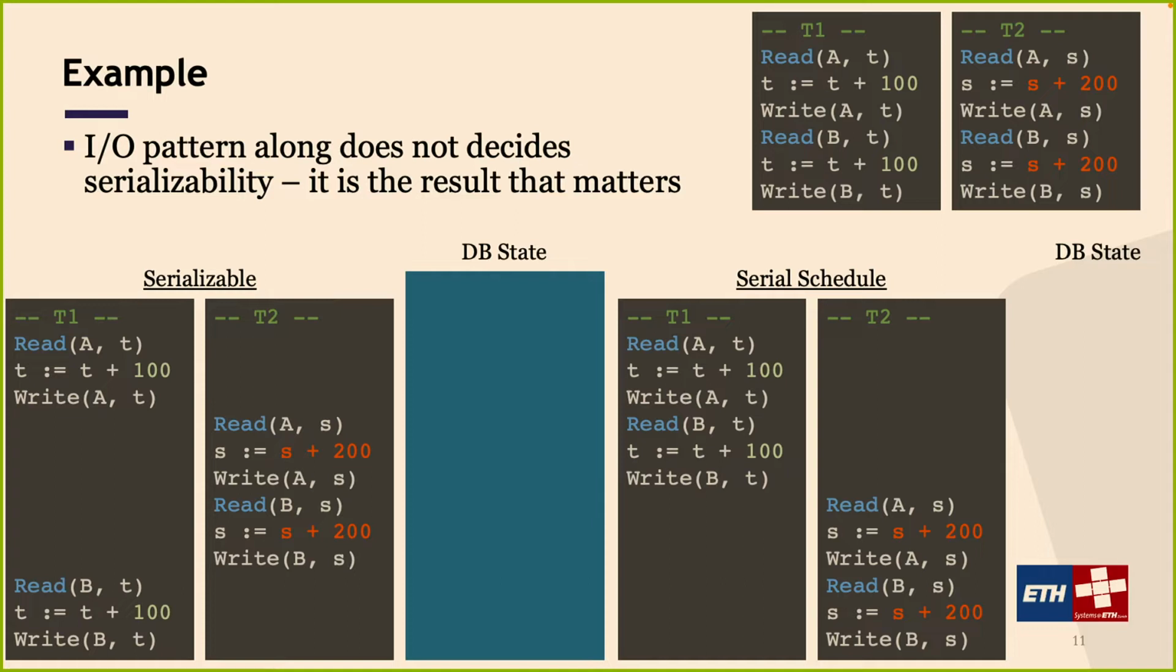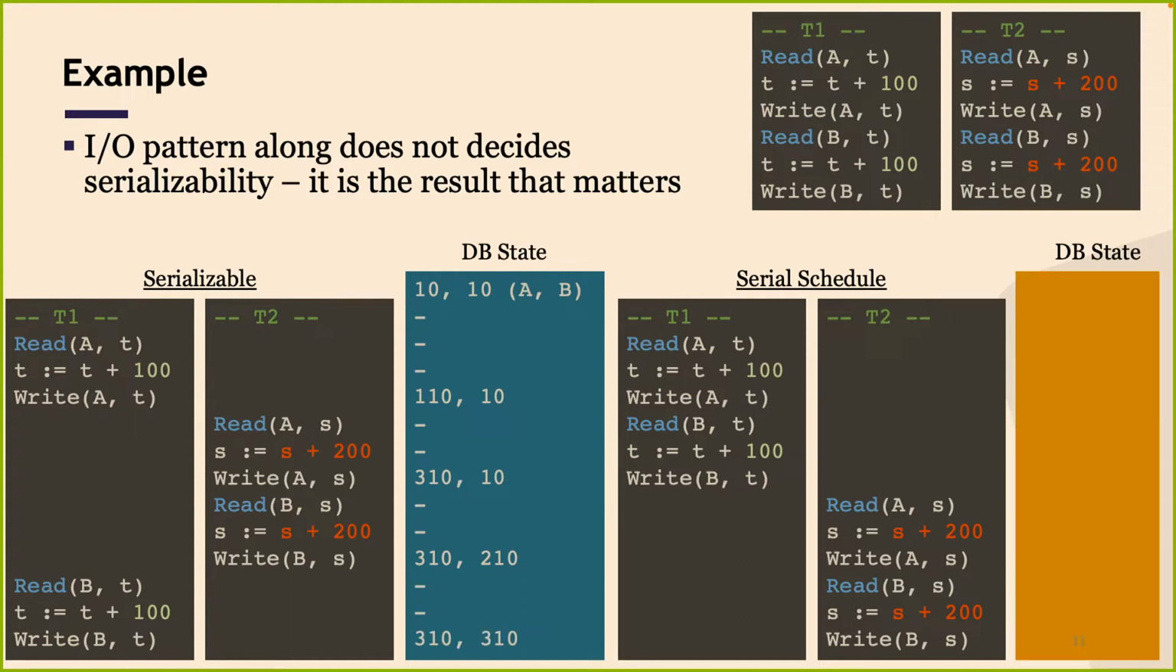If you have these two transactions, this schedule has the same I/O pattern as the previous one. Only the computation is different. If you think about what it's going to do to your database, in the beginning you have 10 and 10 as a state. After the first part of T1, you get 110 and 10. After T2, you have, for example, 310 and 210. And then you finish up T1, you have 310 and 310. If you look at this serial schedule, it's very easy to see it's going to give you the same state.